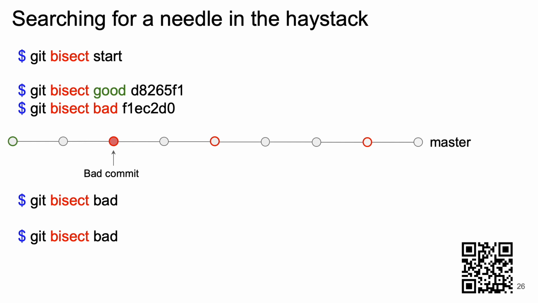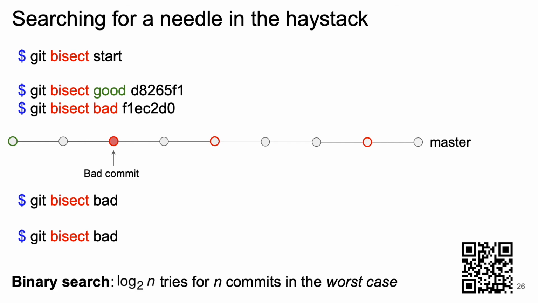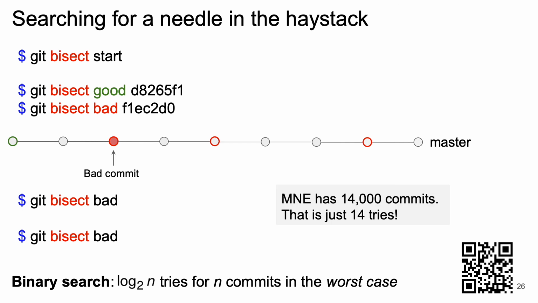So it's essentially doing a binary search, which takes log n base 2 for n commits in the worst case. And so MNE, for example, has 14,000 commits, and that is just 14 tries. Instead of trying 14,000 times, you're trying just 14 times. So this is a really efficient way of figuring out what caused an issue in your code at some point in history.